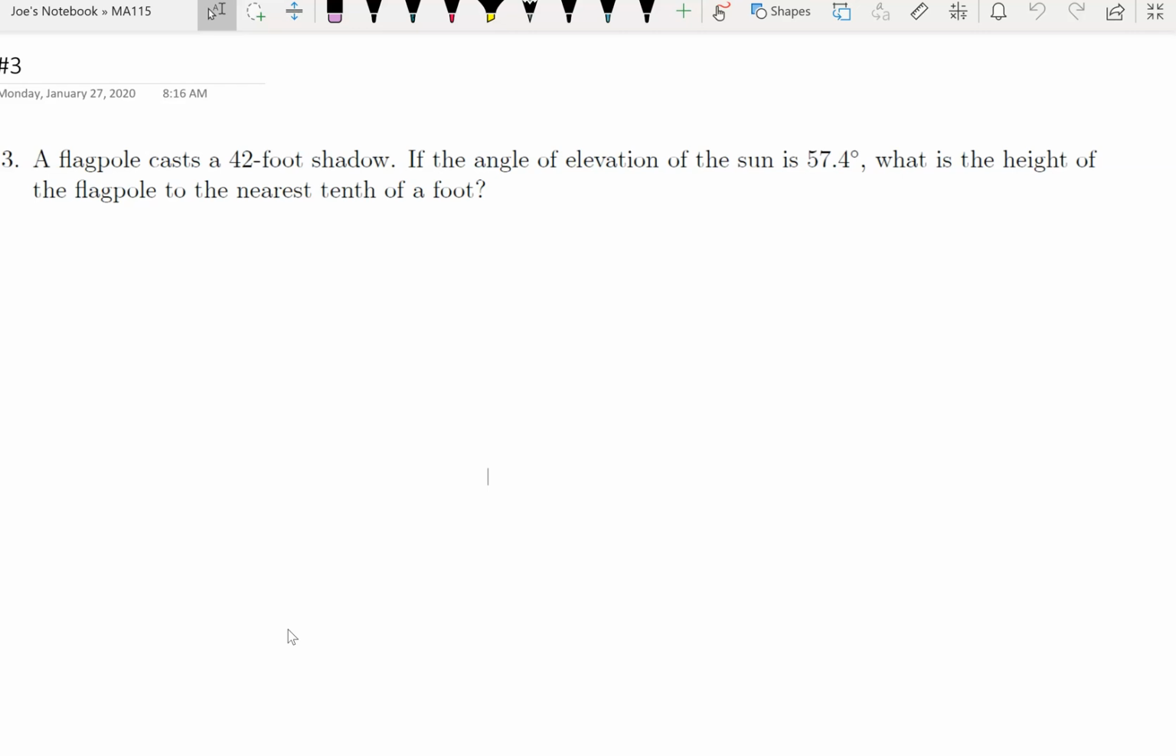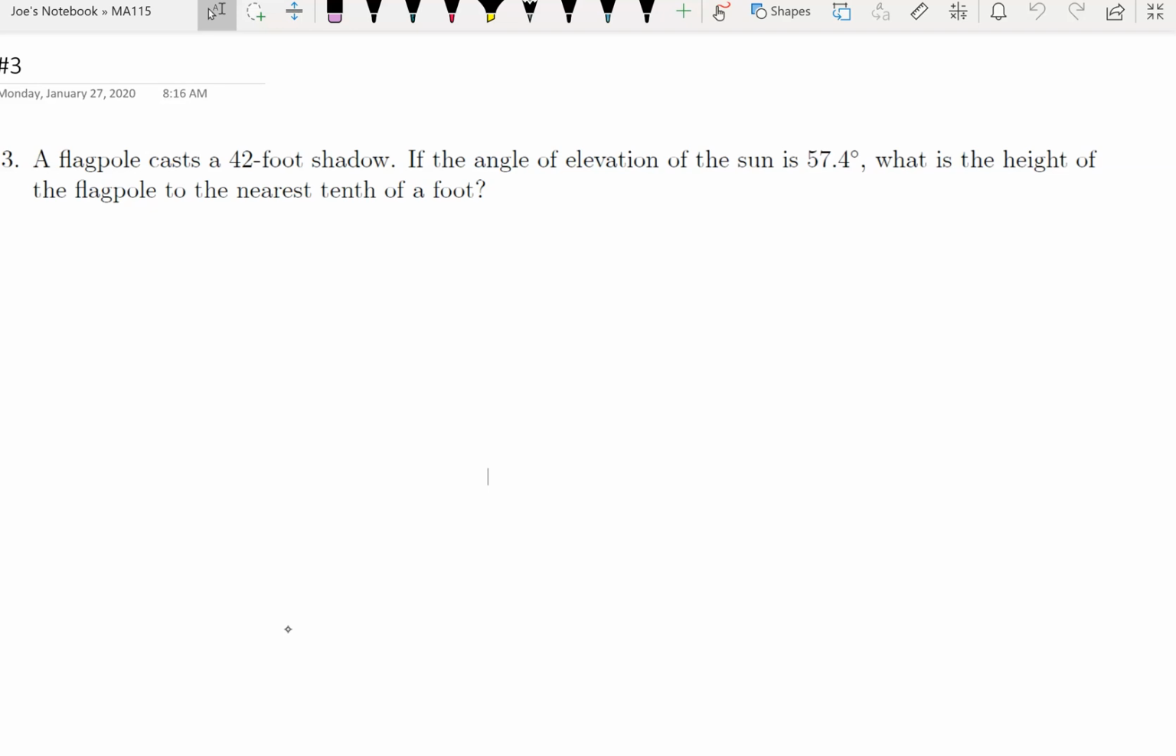All right, so let's see if we can set this problem up. See if I can get my glasses out so I can actually see. One of the wonders of getting older. Reading glasses have to come out. All right.